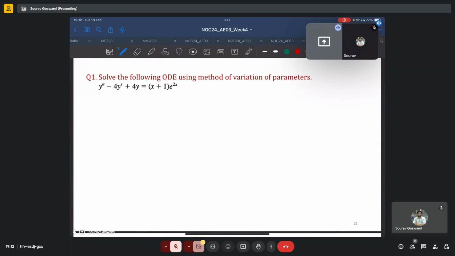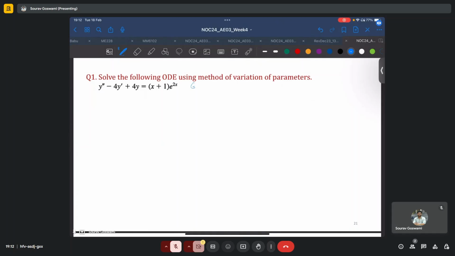Let us now solve some exemplary questions based on the contents that were covered in this week. In the first question, we are asked to solve the given ordinary differential equation using the method of variation of parameters. Since we have already discussed the derivation in depth, we'll simply get started with it. The given equation is y double prime minus 4y prime plus 4y equals (x plus 1) e power 2x.